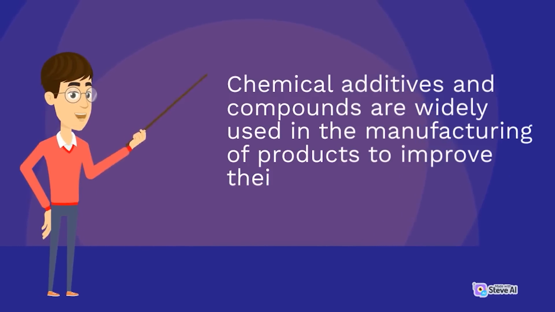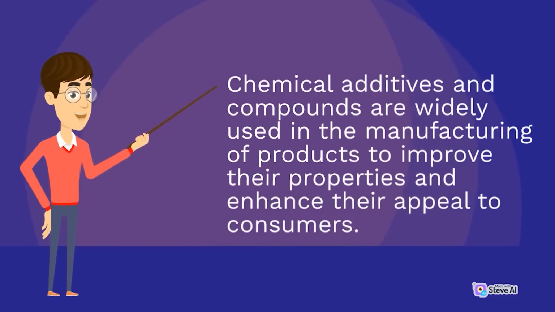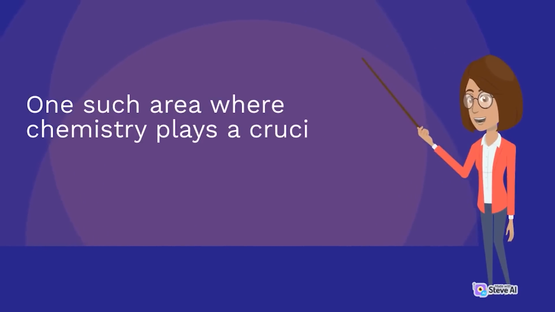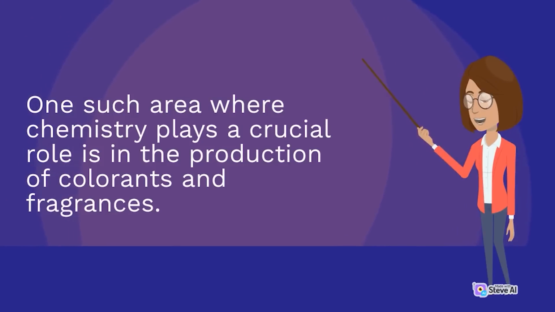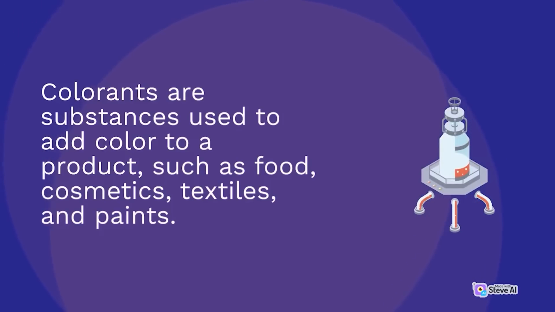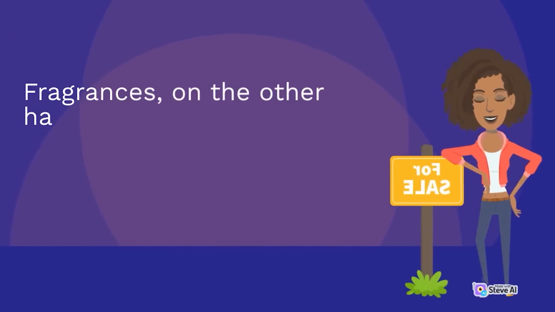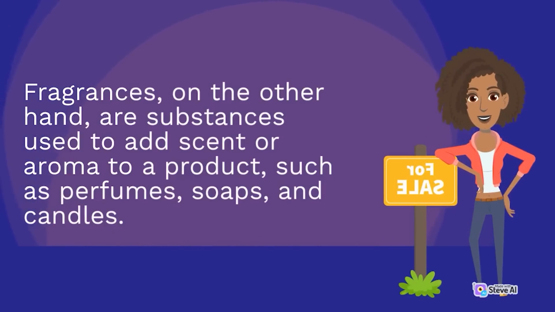Chemical additives and compounds are widely used in the manufacturing of products to improve their properties and enhance their appeal to consumers. One such area where chemistry plays a crucial role is in the production of colorants and fragrances. Colorants are substances used to add color to a product, such as food, cosmetics, textiles, and paints. Fragrances, on the other hand, are substances used to add scent or aroma to a product, such as perfumes, soaps, and candles.